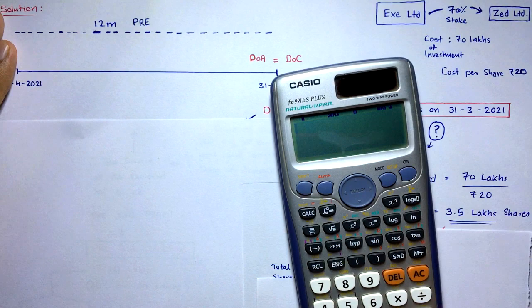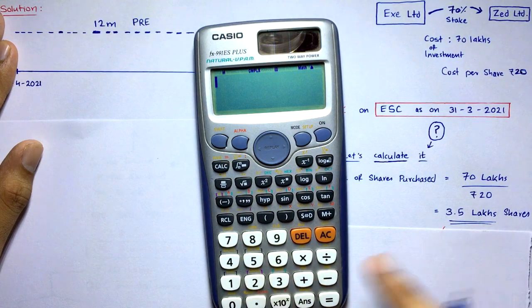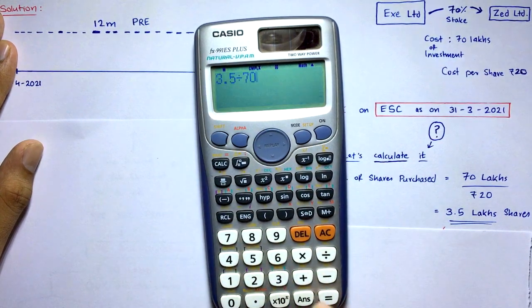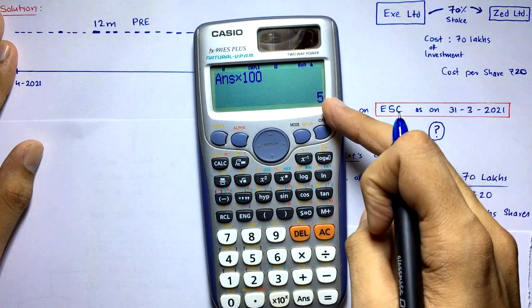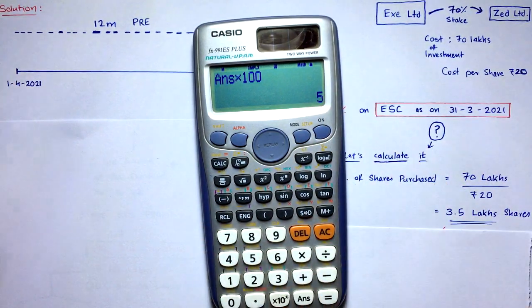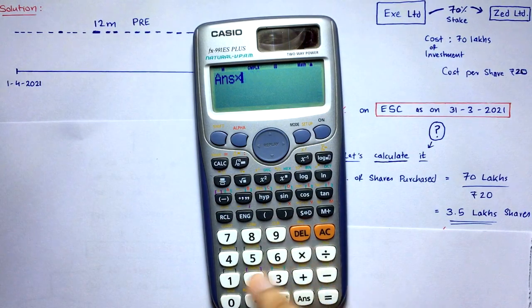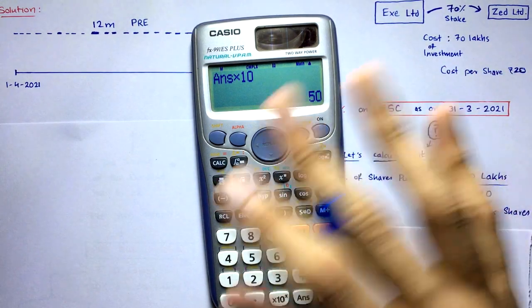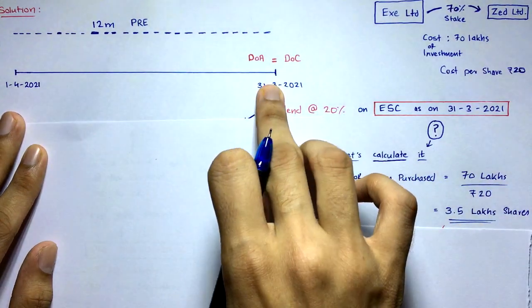So what we have to do is gross this up to 100%. How will we do that? It's very simple. You take those 3.5 lakh shares, which is at 70%, divide by 70 to get 1%, and multiply by 100 to get 100%, the total number of shares, which is 5 lakh shares. And the face value, as the question told you, is rupees 10. So just multiply by rupees 10 and you get 50 lakhs. 50 means 50 lakhs in this question, because all the figures are like that. So 50 lakhs is the total equity share capital which was outstanding at the end of the year.